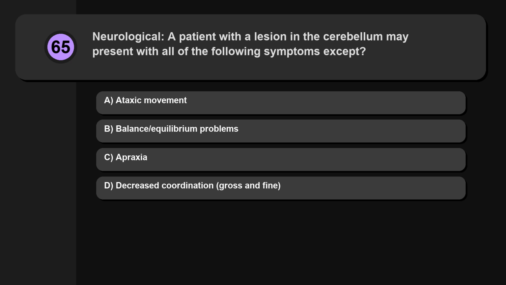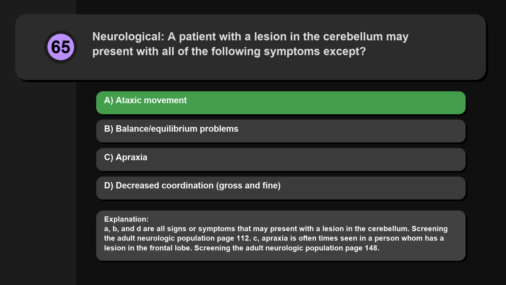Question 65. Neurological. A patient with a lesion in the cerebellum may present with all of the following symptoms except: Option A, ataxic movement. Option B, balance/equilibrium problems. Option C, apraxia. Option D, decreased coordination, gross and fine. The correct answer is option A, ataxic movement. A, B, and D are all signs or symptoms that may present with a lesion in the cerebellum. Screening the adult neurologic population, page 112. C. Apraxia is oftentimes seen in a person who has a lesion in the frontal lobe. Screening the adult neurologic population, page 148.